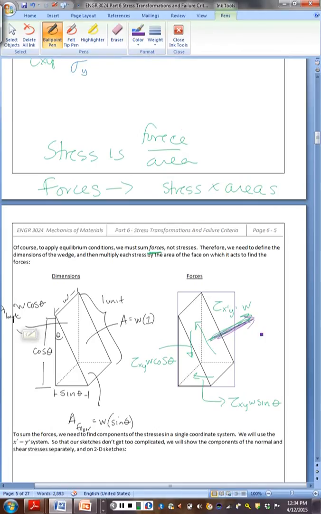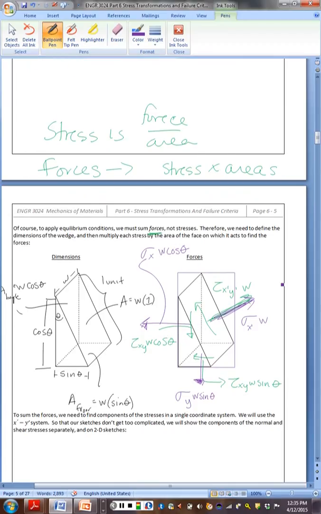Forces due to normal stresses in purple. This is our sigma x prime times the area of the face, W. We have a downward sigma y times the area of the bottom face, W sine theta. And we have outward a sigma x times W cosine theta. So those are our forces.